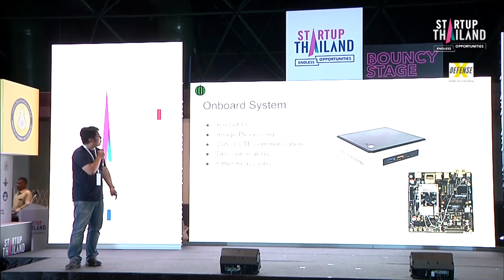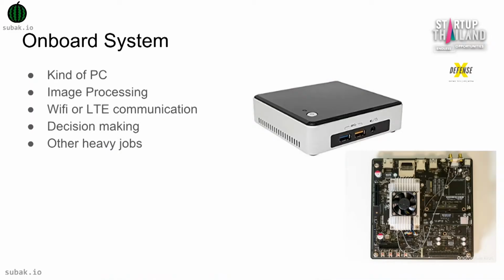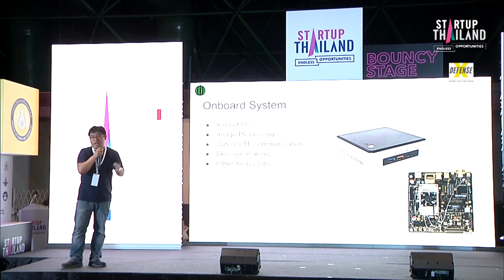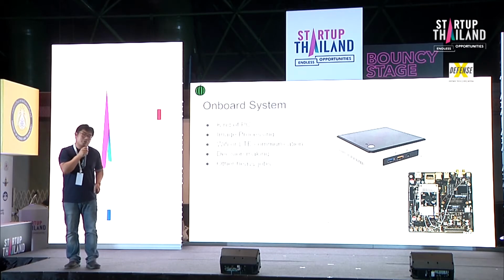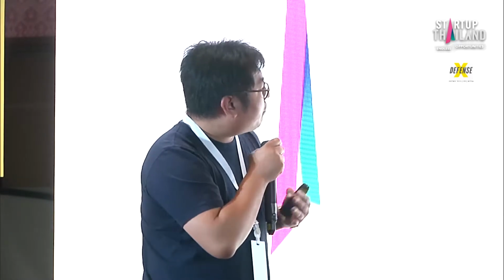So we use a PC, because we need powerful performance. So basically, it should do image processing, and also it needs Wi-Fi or LTE communication. These days, commercial drones prefer LTE to Wi-Fi. And next is, it also provides decision making and other heavy jobs.